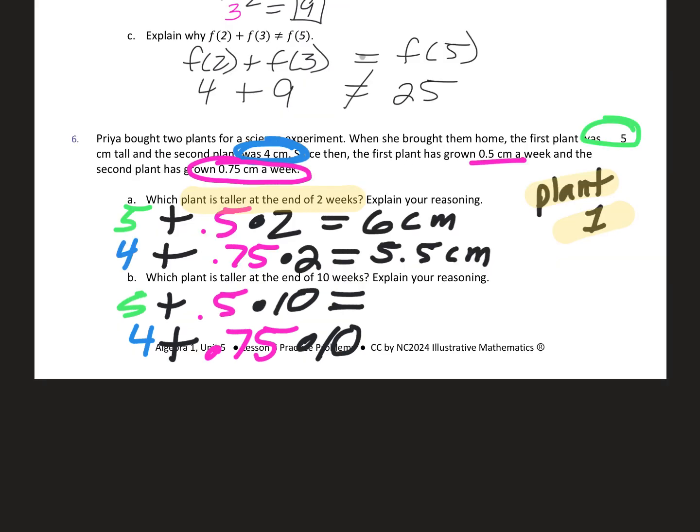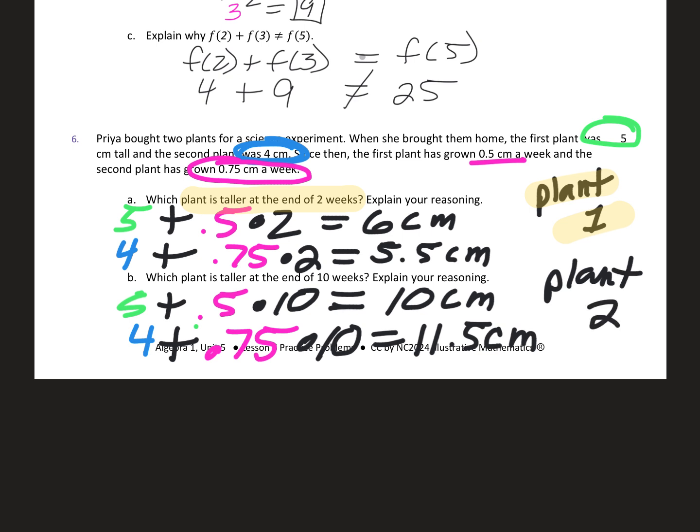So after 10 weeks, we'd still do the initial start of 5, and then this plant grew 0.5 centimeter for 10 weeks, which means it would have a total height of 10 centimeters at the end of 10 weeks. Then the second plant, it started out at 4 plus 0.75 times 10. So this one would be at 11.5 centimeters. So plant number 2 is the largest one after 10 weeks, which makes sense because it is growing faster, even though it started out smaller.